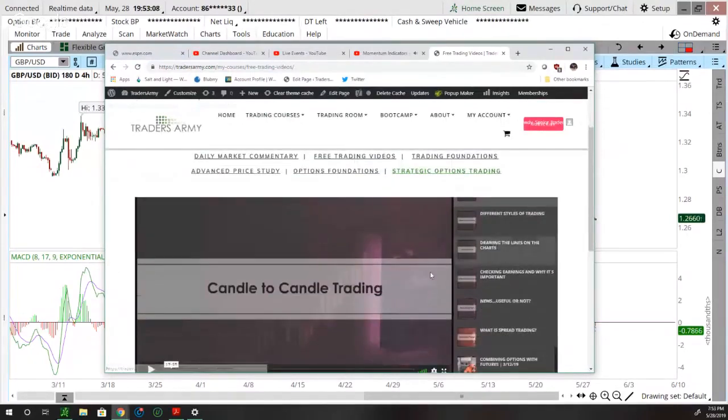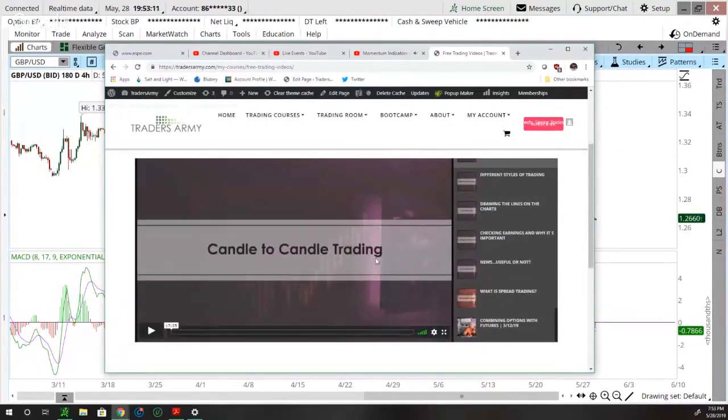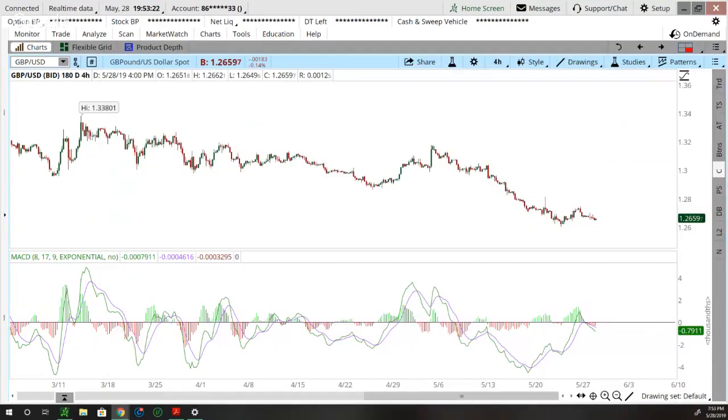I don't have time to get into candle to candle style of trading here, but here's a 20-minute lesson on candle to candle trading. So you can go in there and take a look and see how to do that. But that's another way to get in on some of these positions a bit earlier so that you can take advantage of them.